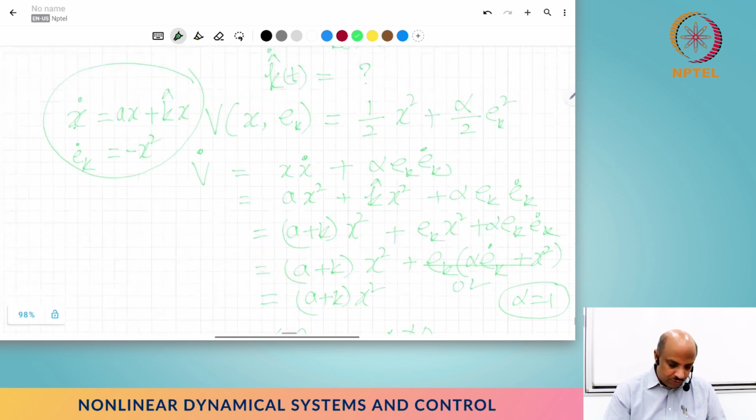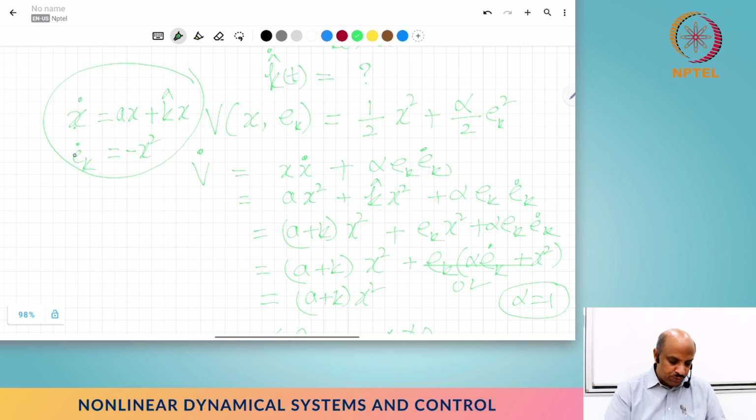And first we convince ourselves that every one of these variables is bounded. How do I know that? V is going to be less than or equal to 0. It starts somewhere. So therefore x is going to be bounded, e_k is going to be bounded. But e_k itself is away from k hat, from some k. So since k is constant, k hat is going to be bounded. If k hat is bounded, essentially all the variables are bounded.